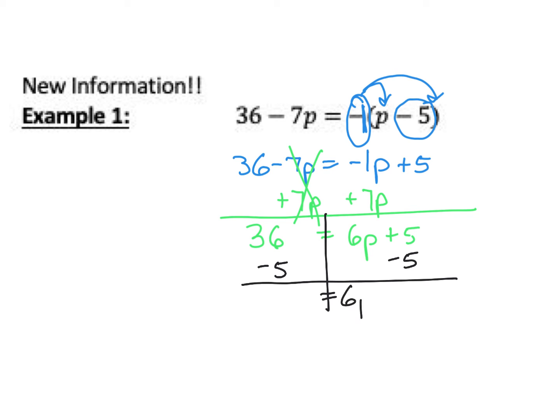So then we're going to have 6p, 36 minus 5, that's 31. And then 6 and p are multiplying, so we are going to divide by 6. We're going to have p left over, 6 divided by 6 is p. So we're going to have 31 over 6, so that's 5 and 1/6, or 31 over 6, okay?